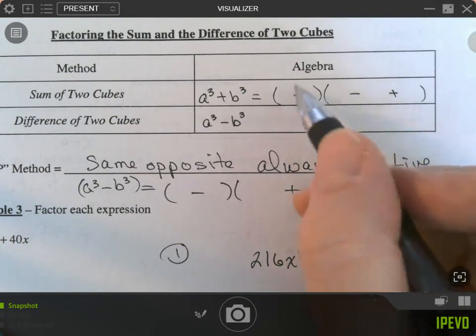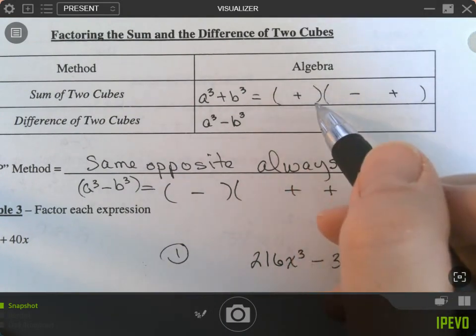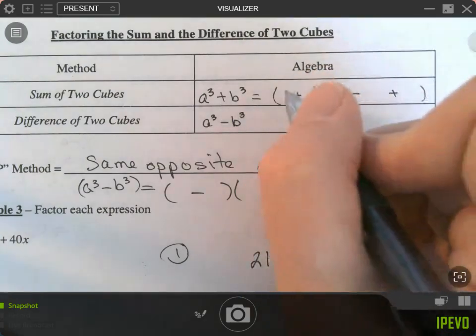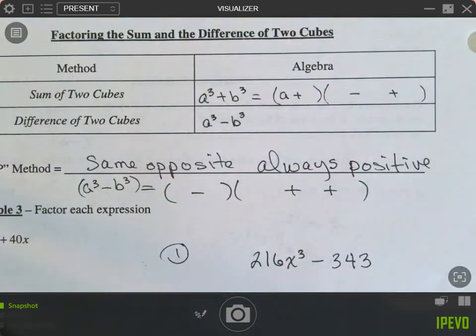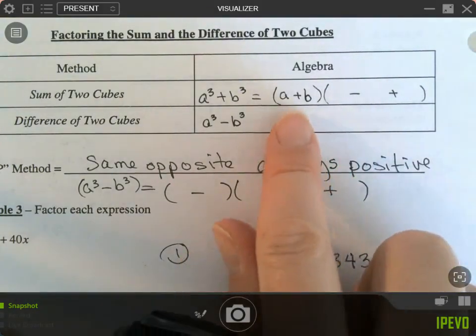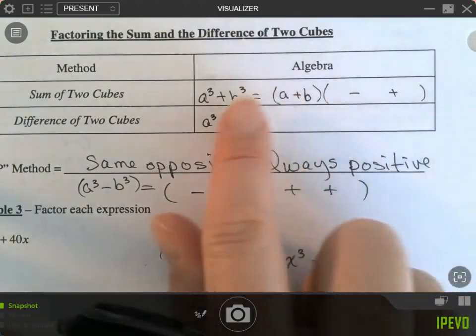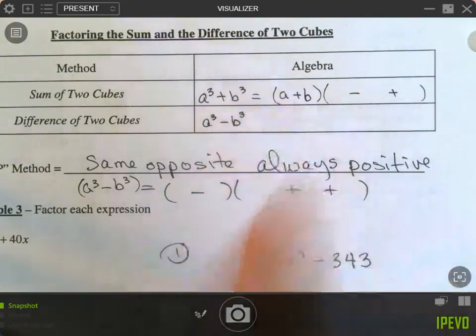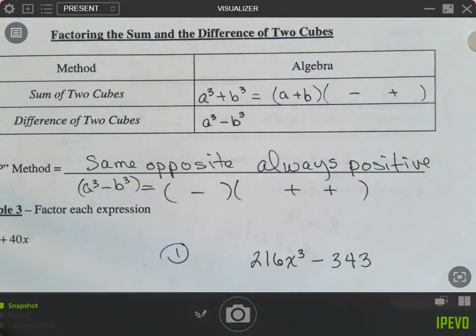So what do I do to get this first set? I'm going to take the cube root. So the cube root of a to the third is a, meaning what times itself 3 times? A times a times a. And then the cube root of b to the third. So my habit is to put my signs in first, then go back and take my cube roots and drop them there, and then I build off of that.